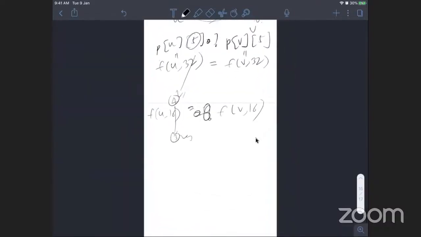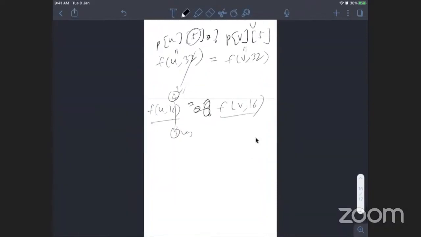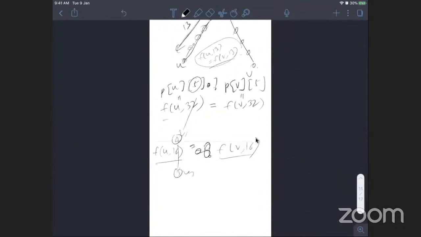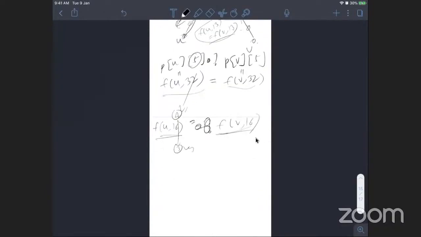So we were here, right? Okay, I'll continue from here. Then I'll explain how to fill the PRA. So FU16, FV16. And this also matched because recall that we were saying that the height difference is 13. Everyone remembers this, right? The height difference was 13 between these two nodes. So we checked height 32, then we checked height 16, and both of them matched.